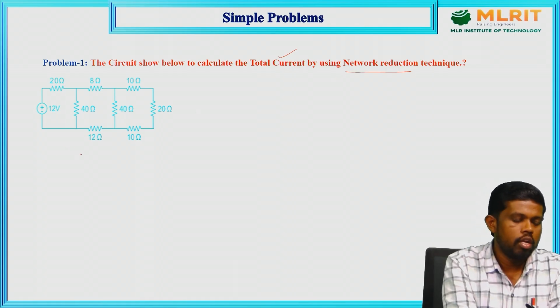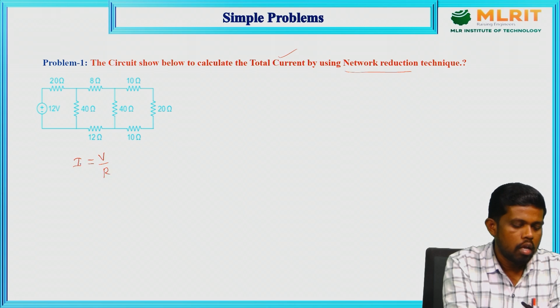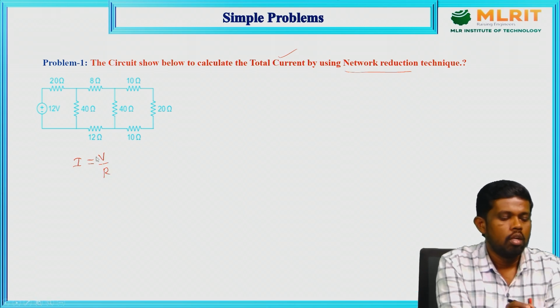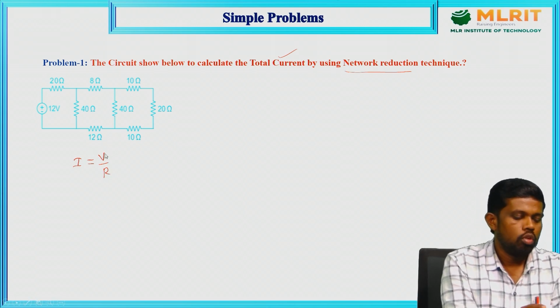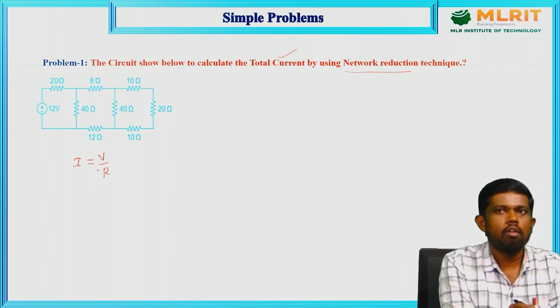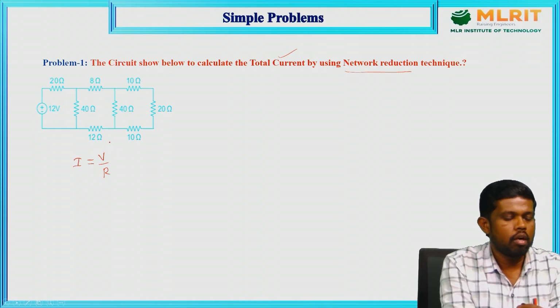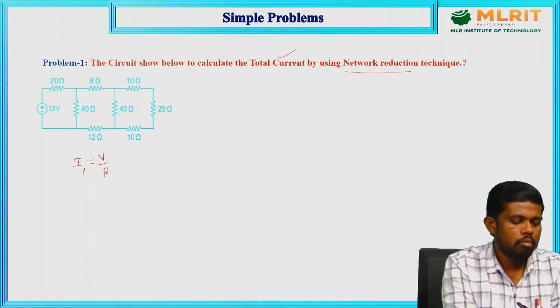First of all, we need to know the formula. The current value of a circuit is V by R. According to Ohm's law, we can use I equal to V by R. If only one element is present in the network, we can apply V by R directly. But here we have a bigger network, so the total current of this network equals the total voltage upon R equivalent. From this formula, the unknown is the R equivalent.